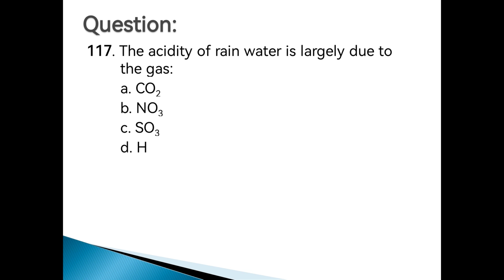117. The acidity of rainwater is largely due to the gas A. Carbon dioxide, B. Nitrate, C. Sulfate, D. Hydrogen. The correct answer is A. Carbon dioxide.